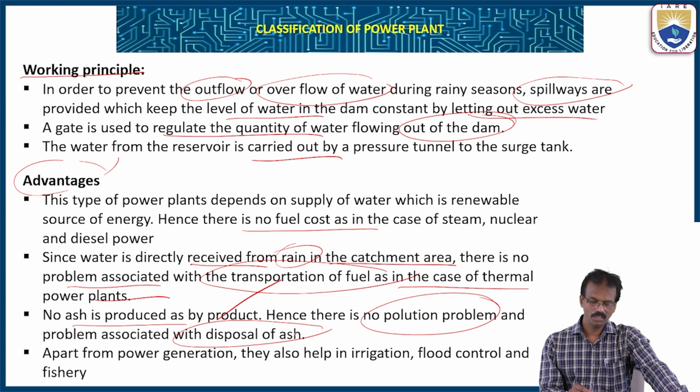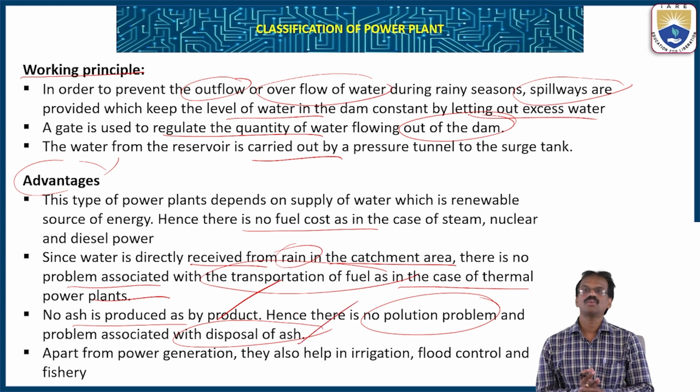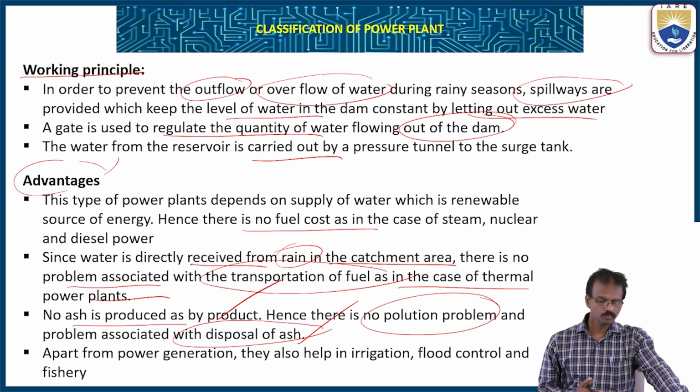In thermal power plants, collecting and controlling the ash, transportation of the fuel, collecting and handling of the fuel are very important things. But in a hydroelectric power plant, there is no such problem, because here the driving potential of energy is just water.